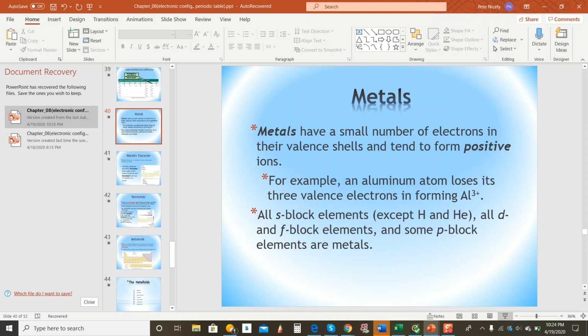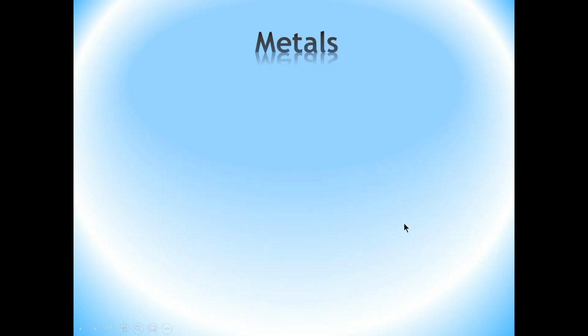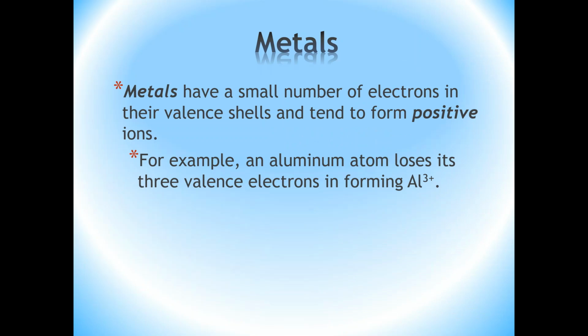Okay, so now we're going to get into a discussion of the metallic character of the elements. But first, we need to talk about what we mean by the terms metals, nonmetals, and semi-metals. Metals, in terms of their atomic structure, tend to have some electrons in their valence shells, no more than three, in fact, and they tend to lose electrons and form positive ions.